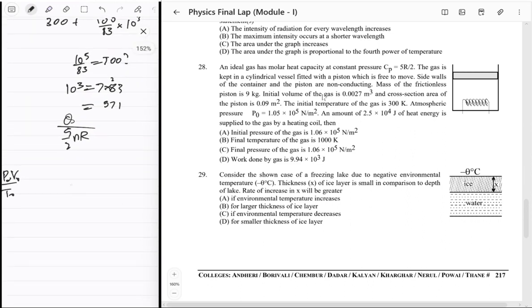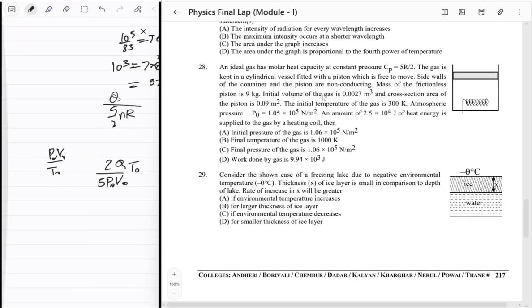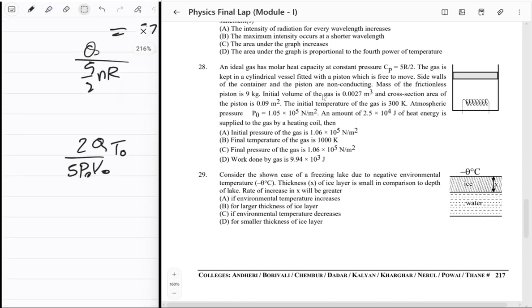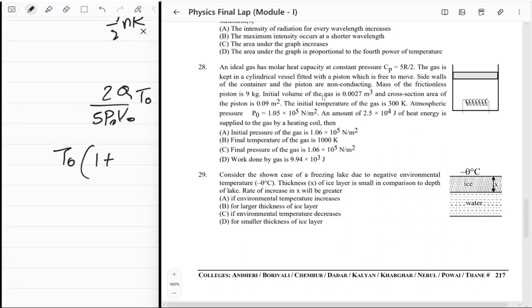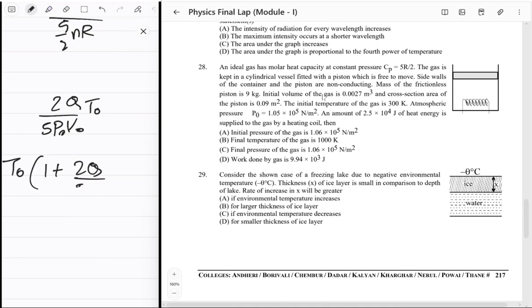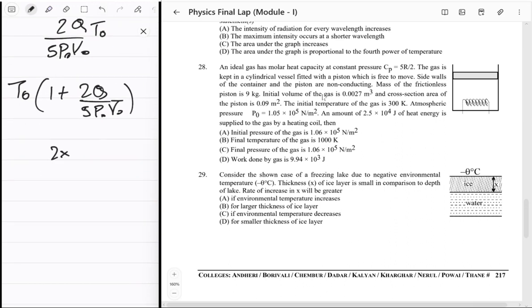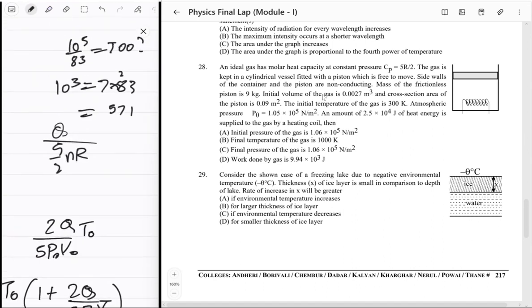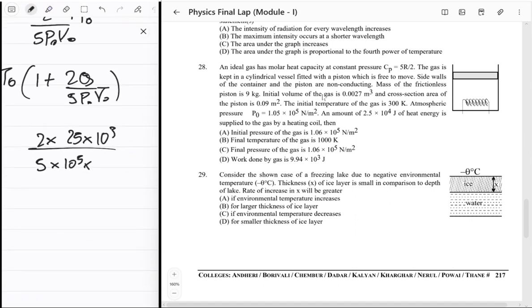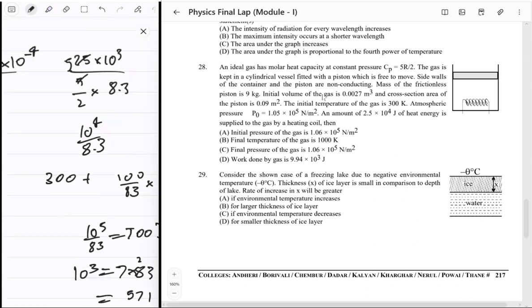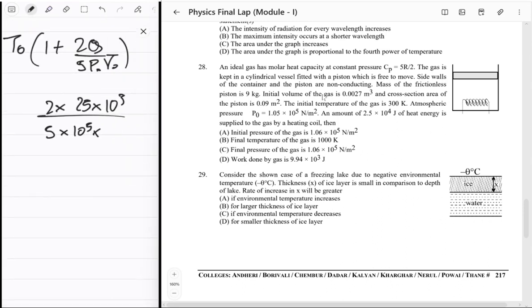So put that thing here, it's like 2Q upon 5 p naught v naught, and then this whole stuff times t naught. That is our delta T, right? So actually t naught times 1 plus 2Q upon 5 p naught v naught, that is what we should be looking for. So like 300, okay, we'll do that later, first find this thing. So 2 times, how much was Q? 25 times 10 power 3 upon 5 times p naught. What is p naught? Almost 10 power 5. That is v naught. What is v naught? We just found it, 27 times 10 power negative 4.